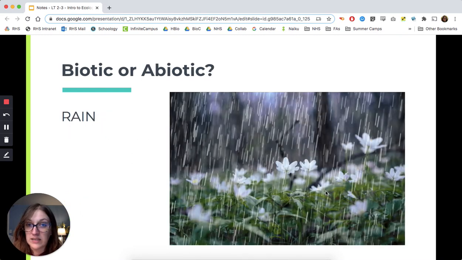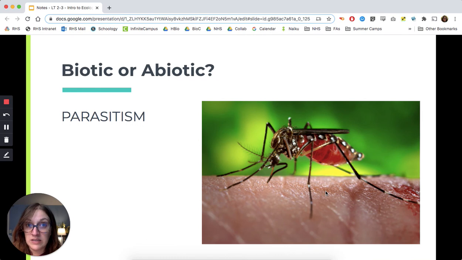Let's do some practice. Is rain an example of biotic or abiotic? Hopefully you recognize that rain is not living, so it is an abiotic factor. Parasitism. Here we see a mosquito feeding on someone's blood. Well, both the mosquito and its prey are examples of living things. This is a relationship between these. So this is a biotic factor.